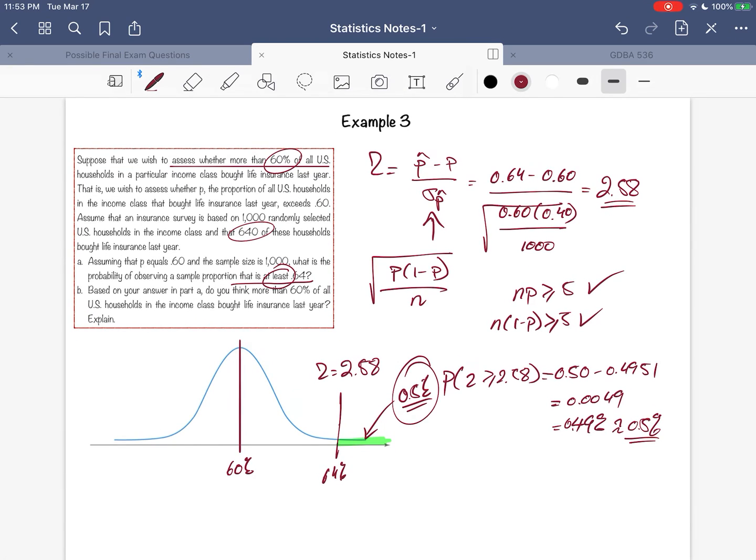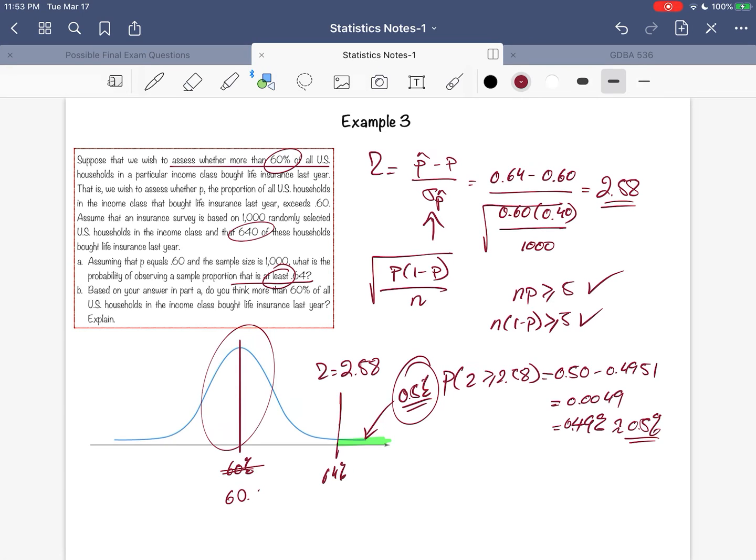So question B says, based on your answer, do you think that more than 60% of all US households in the income class bought life insurance last year? And the answer has to be yes, because if you remember from your empirical rule, 68% of things have to be around the average. The fact that you took a sample and it wasn't within that range indicates that maybe you miscalculated the true proportion of the population. Maybe that proportion is actually much higher than 60. Maybe it's a lot closer to 64 than you think.